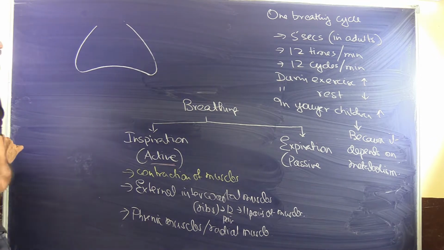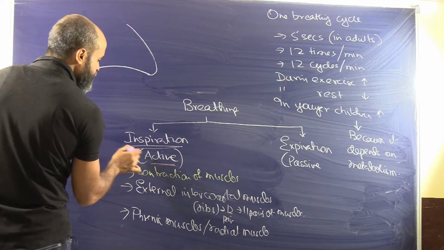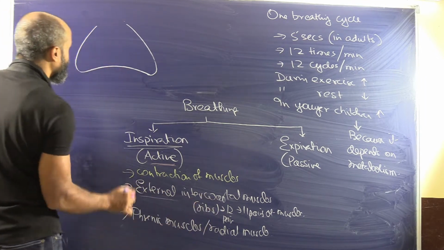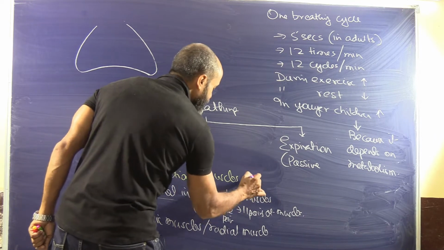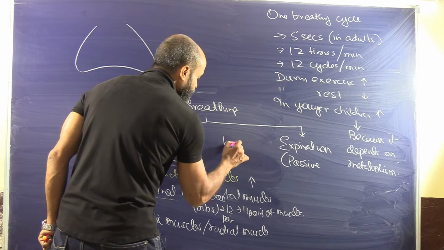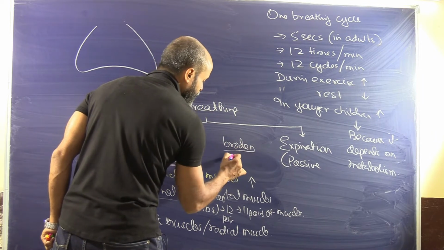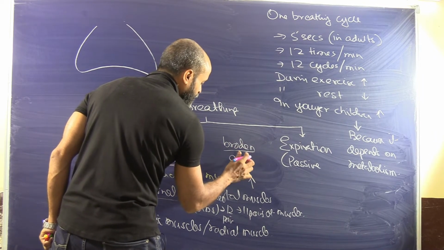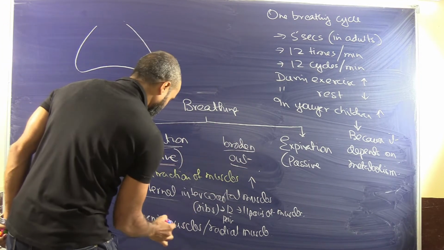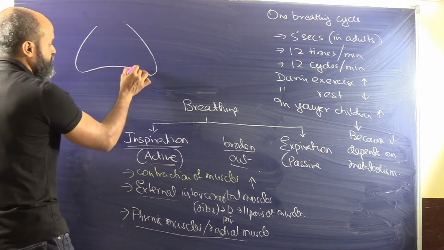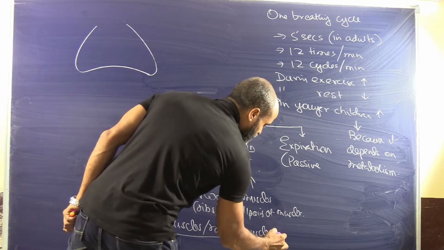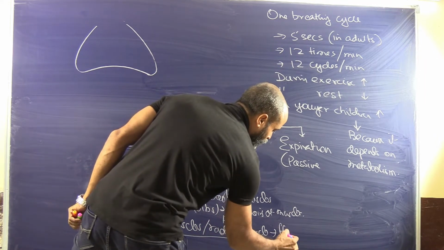So during inspiration there is contraction of muscles between the rib cage, which are the external intercostal muscles. They will make the rib cage broader, up and out. So this will increase, and what will happen to the phrenic muscles and the radial muscles, which are between the diaphragm and the rib cage? This will basically make the diaphragm more flat.